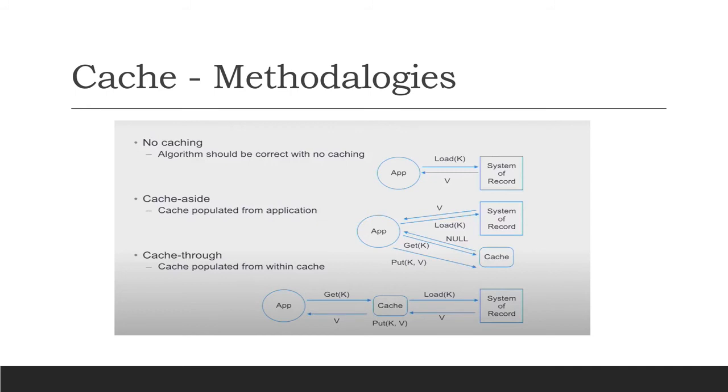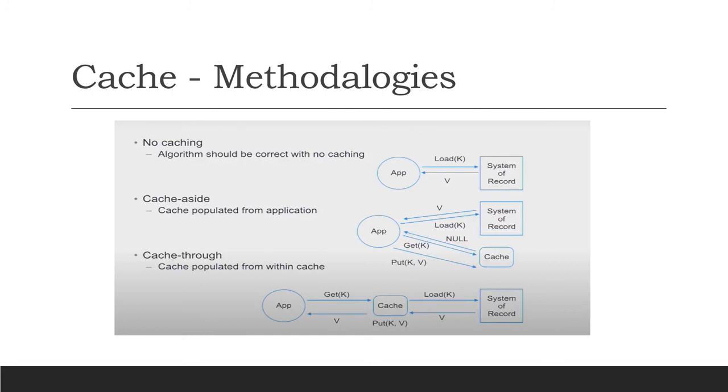Now cache methodologies. In the cache, there are three types of methodologies: no caching, cache aside, and cache through. No cache means the application directly sends the request to the database, retrieves the data and shows it in the UI. In between we are not using any cache method, so these are regular operations.